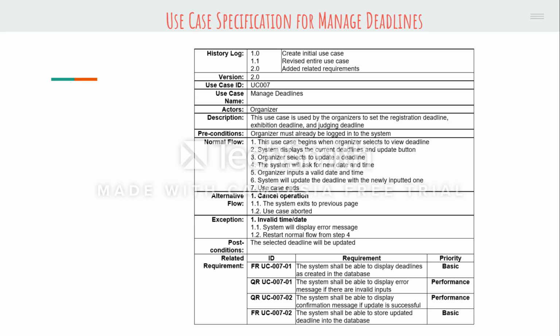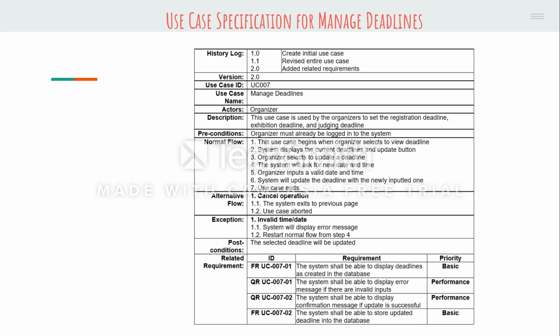As you can see, first this use case begins when the organizer selects to view deadlines. Then the system displays the current deadlines and an update button. Third, the organizer selects to update the deadline. Then the system will ask for the new date and time. Then the organizer inputs a valid date and time. Then the system will update the deadline with the newly inputted one. The use case ends.